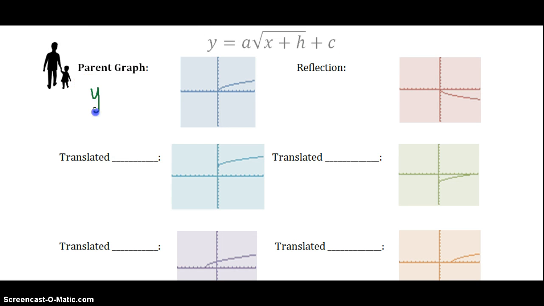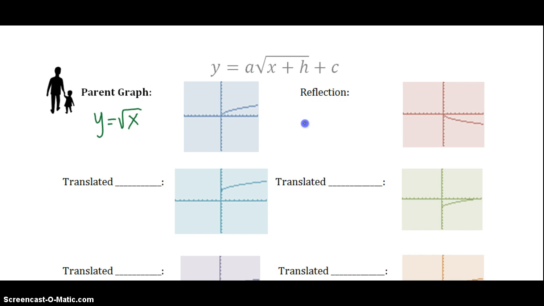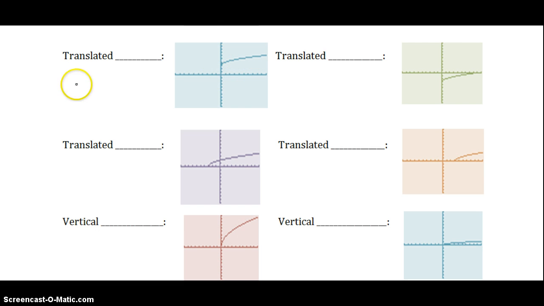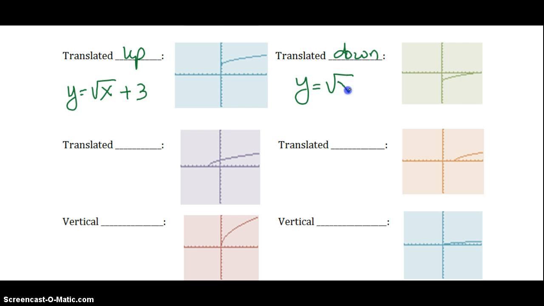The parent graph is y equals the square root of x. A reflection looks like this, so y equals negative square root of x just means that it was reflected over the x-axis. The blue translation moved up 3, so the new equation is plus 3. This one moved down, so our equation would be y equals the square root of x minus 3, I believe. It's hard to see on this little bitty graph.